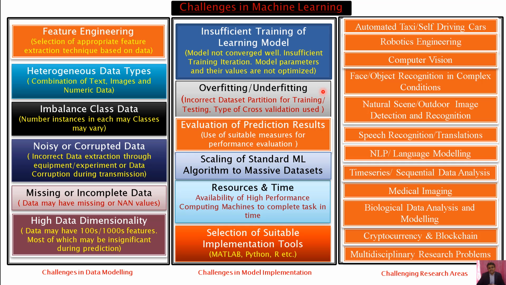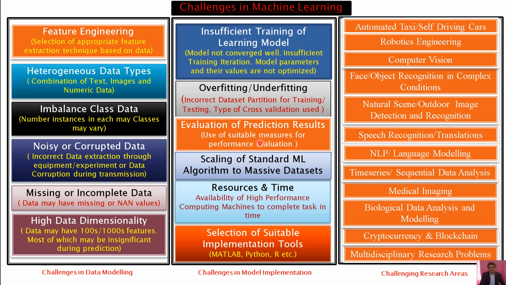While we are working in machine learning to solve various problems, our models may sometimes overfit or underfit. Causes include incorrect data partition for training or testing, and the type of cross-validation used. The next challenge is evaluation of prediction results.